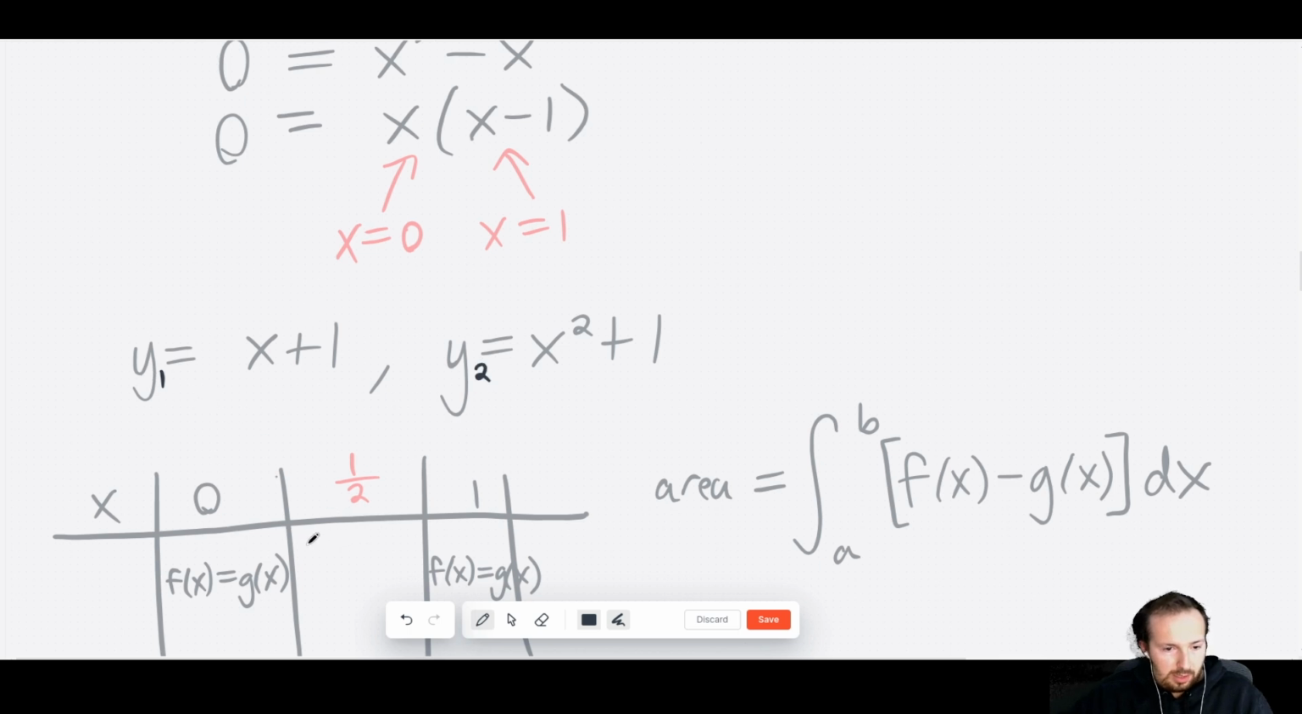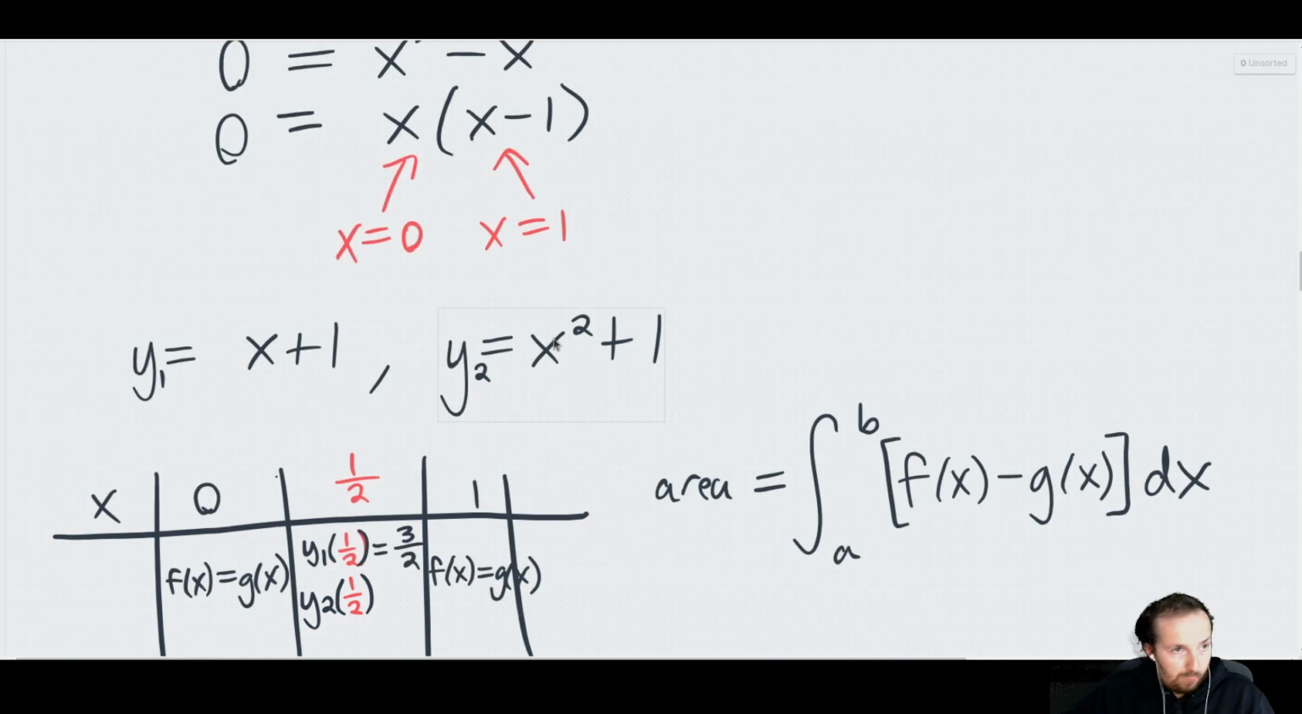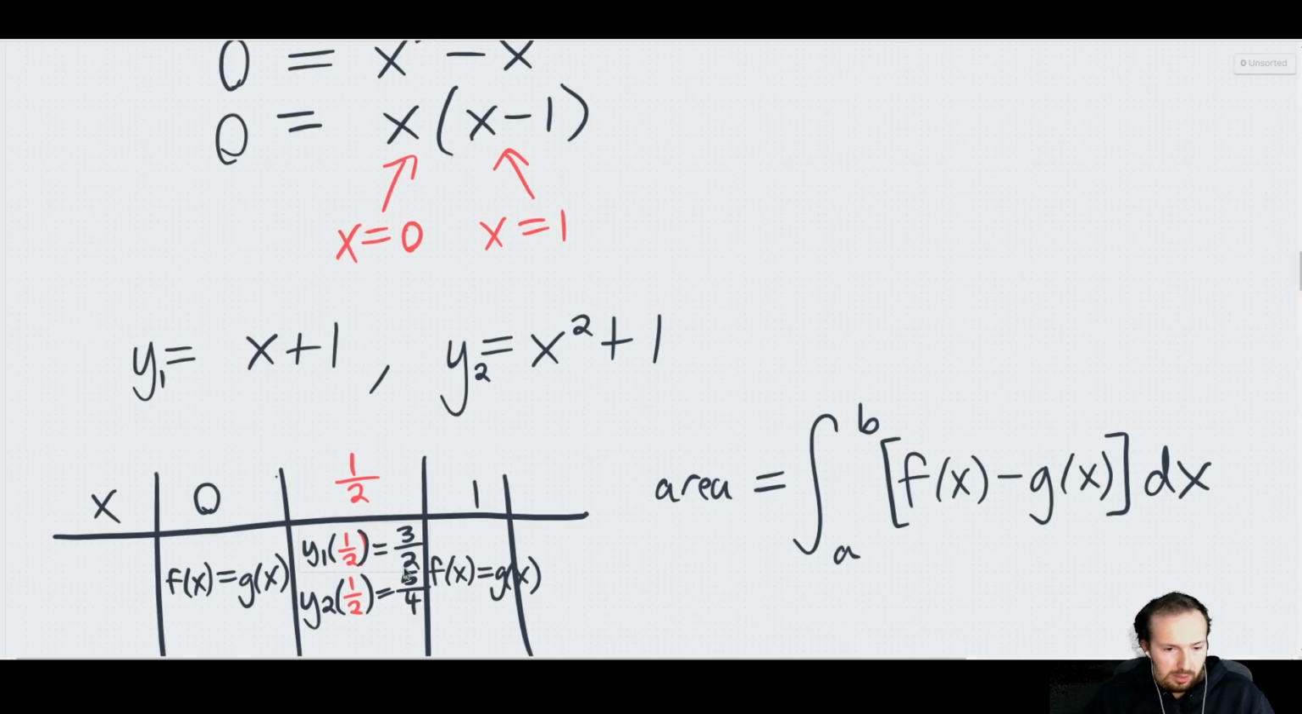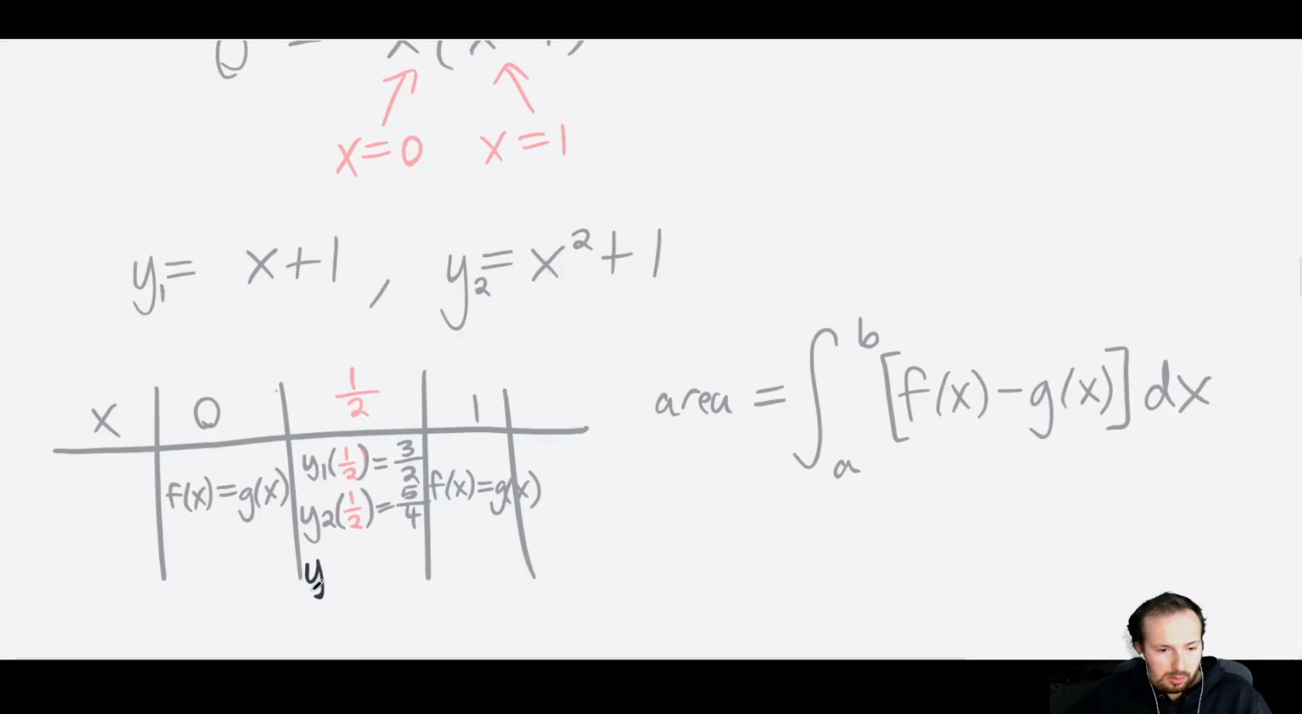So if I plug that in, hopefully it makes sense that y1 evaluated at 1/2 is what? It's going to be 1 plus 1/2, so 3/2, 1.5. And then y2, we can do a similar thing. What would happen if we evaluate that function at 1/2? Well, 1/2 squared is 1/4, plus 1 is 1 and 1/4, or 5/4. So which one of these is bigger? Actually, y1 is bigger. So y1 is bigger than y2.